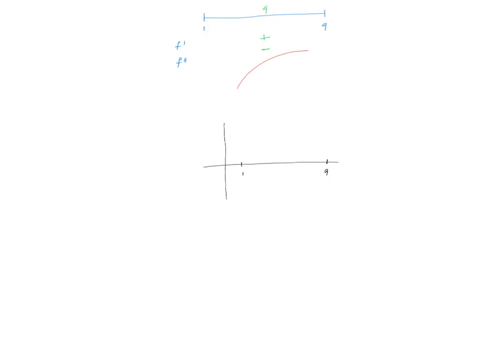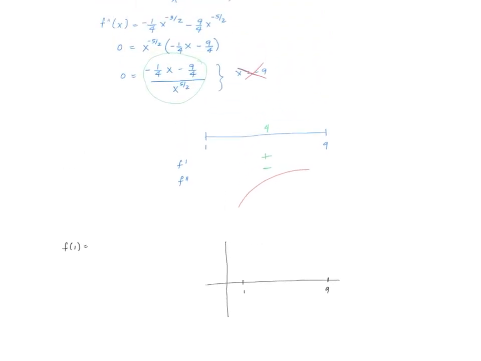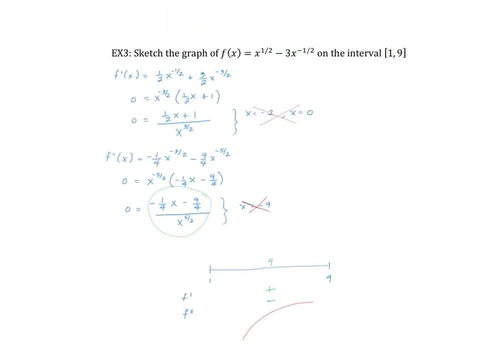So instead, what I'm going to do is put in 1 and 9 into my function. So my original function, if we go back up to the top, is x to the 1/2 minus 3x to the negative 1/2. So I think it might be easier if I write this as the square root of x minus 3 over the square root of x. Okay, so if we put in 1 for x, I have 1 minus 3. That would be a negative 2.